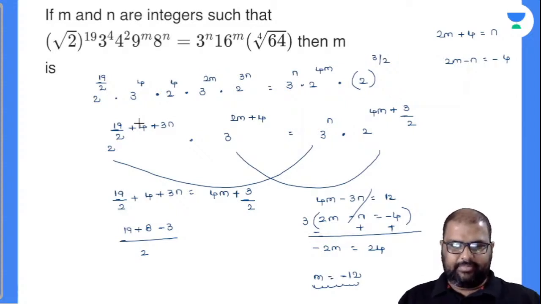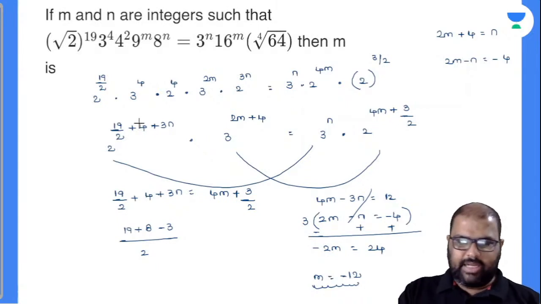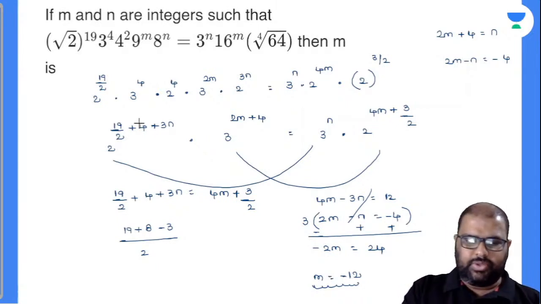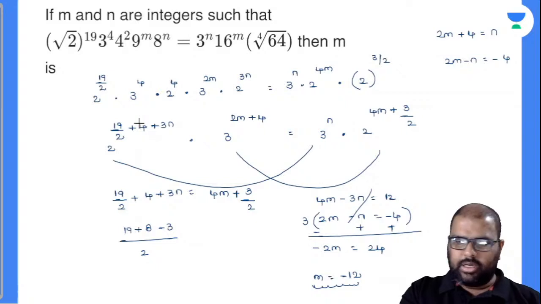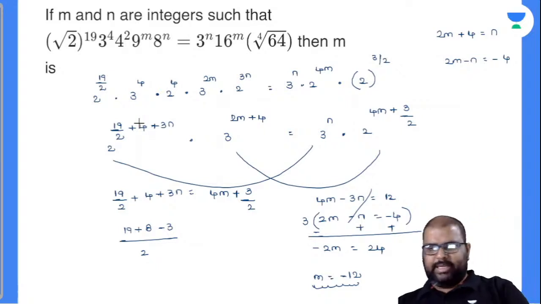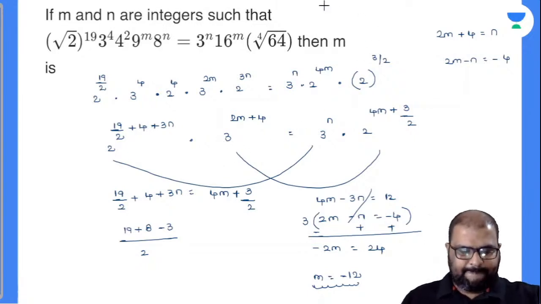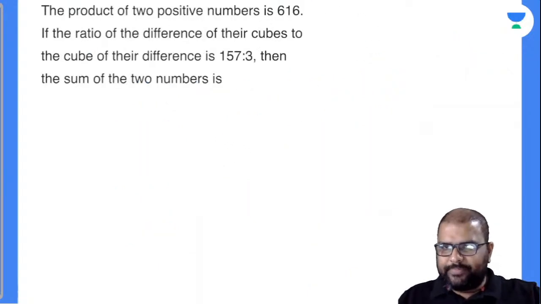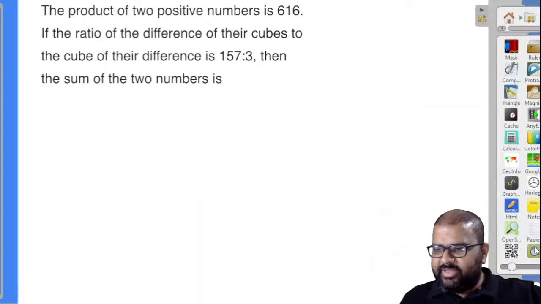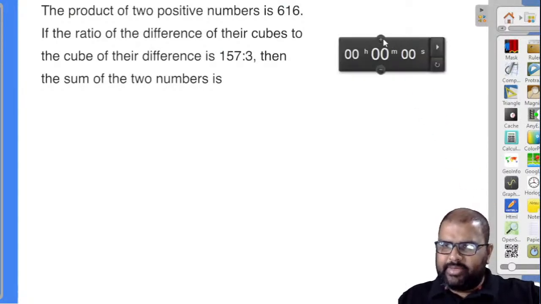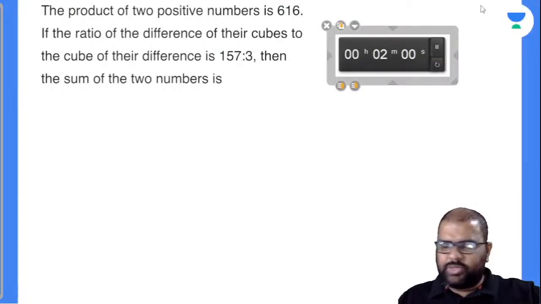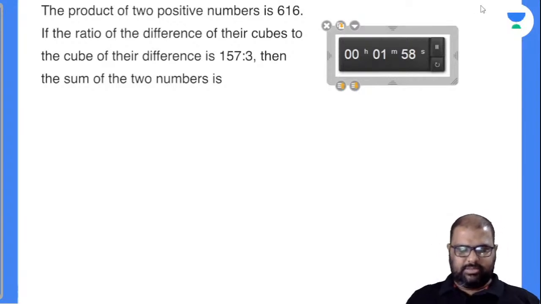Right, we are done. Once let me check whether I'm right or wrong. I have written the solution there. Give me 1 second. Yes, minus 12 is right. Quickly done. Chalo, let's solve the next one. Again, one of the simple arithmetic question based on cubes and squares. Let's see how many can solve this.